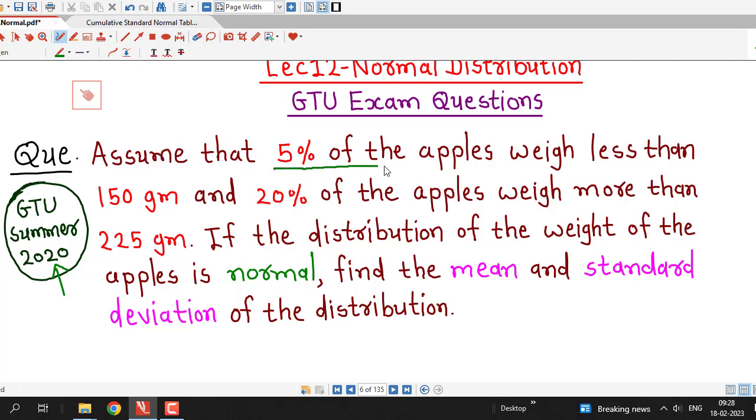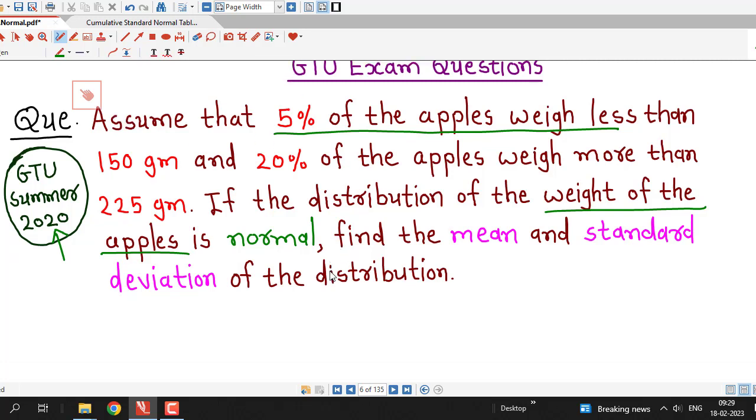Assume that 5% of the apples weigh less than 150 gram and 20% of the apples weigh more than 225 gram. If the distribution of the weight of the apples is normal, find the mean and standard deviation of the distribution. So here it is clear that this is the question of normal distribution because they have specified that the distribution of the weight of apples is normal and they have not given mean and standard deviation of the distribution.